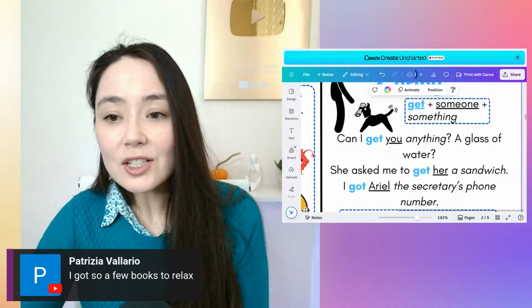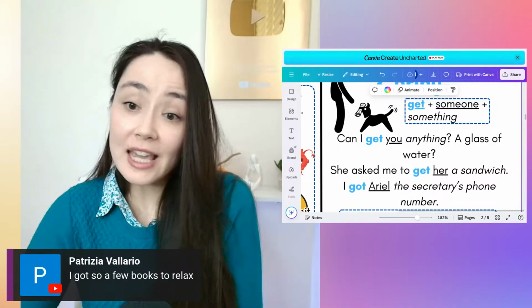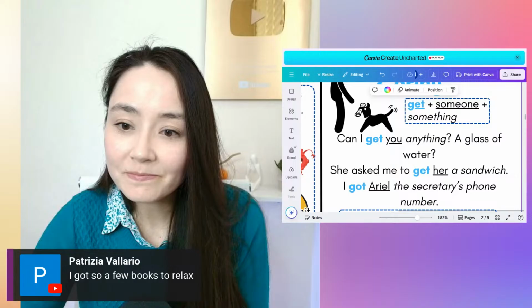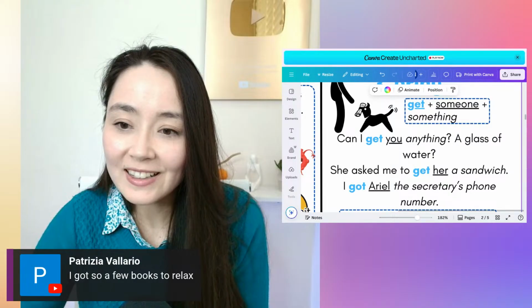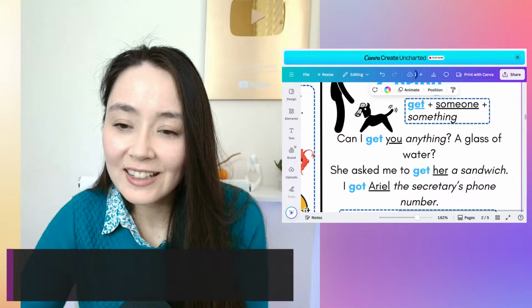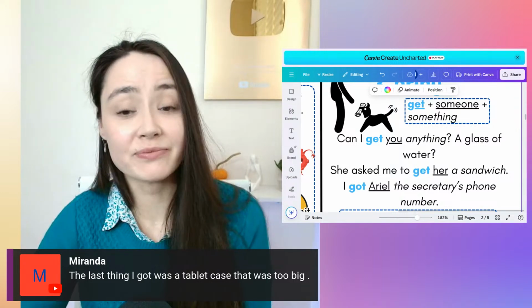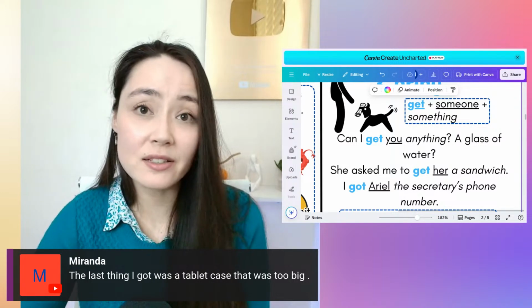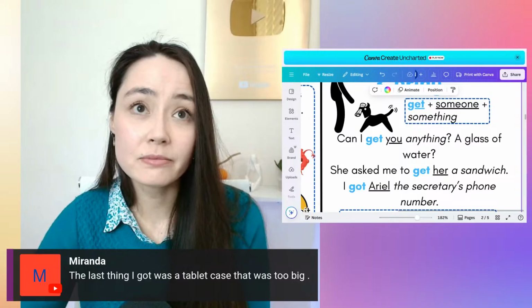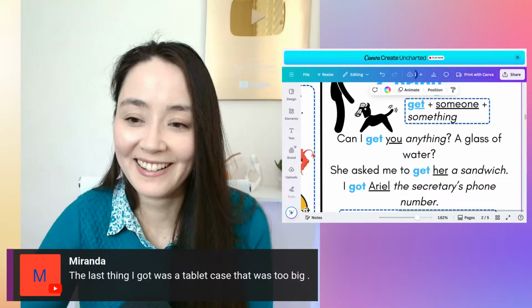I got a few books to relax. Yep, absolutely. Good. Miranda, the last thing I got was a tablet case. That was too big. Yeah, sometimes we get things and we just don't really like them. They don't work. Yep.